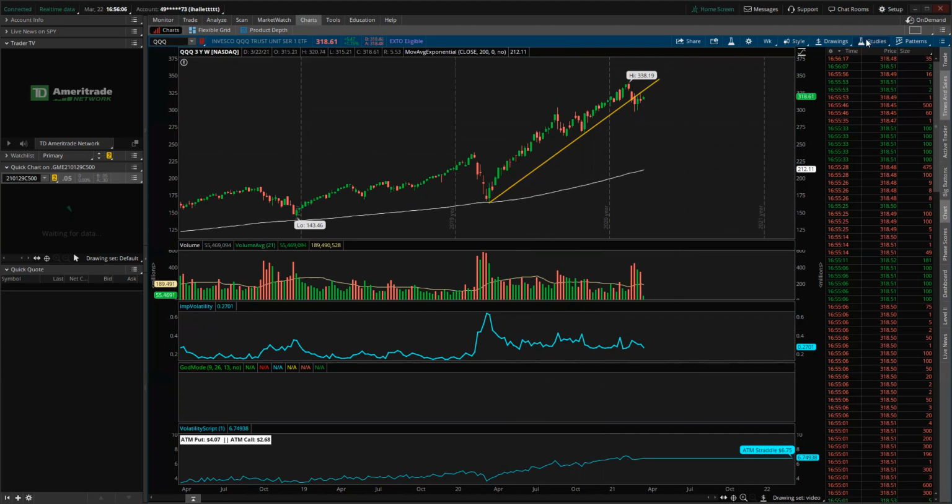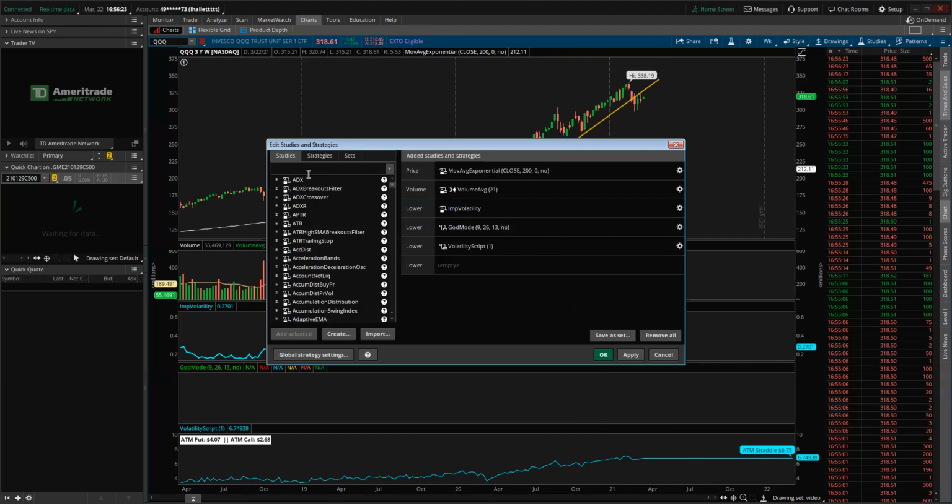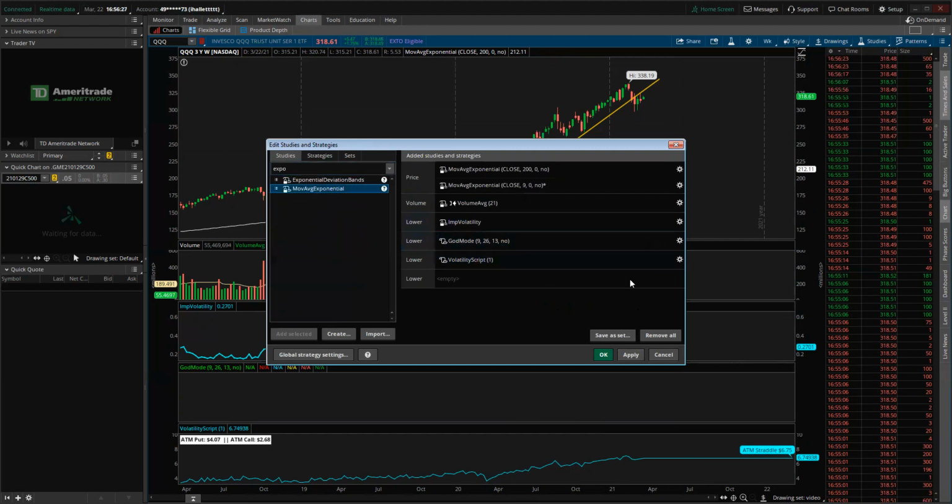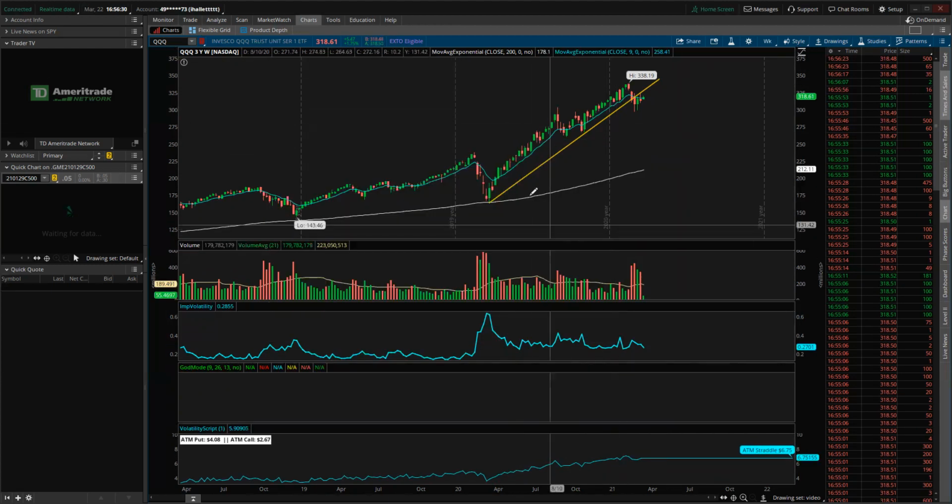If you're using studies, I would say the 9 EMA, probably one of the most common moving averages, often acts like pretty good dynamic support most of the time. You can see, on the weekly, people buying off the 9 EMA a lot. So this is your dynamic support.